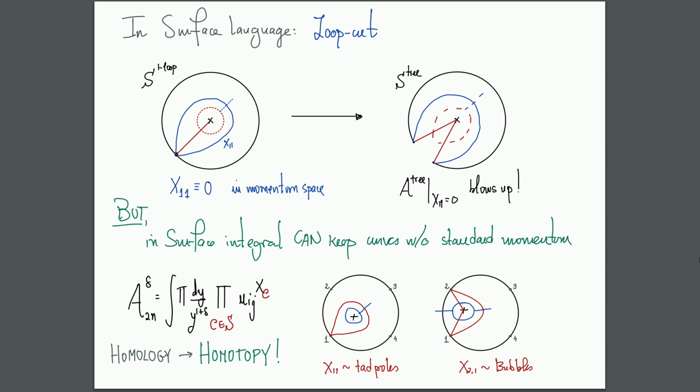However, from the surface integral perspective, we have the flexibility of really giving names to all these curves, even if they don't have a standard meaning in momentum space. So we can basically give names to the tadpoles as well as to external bubbles for which a similar issue arises. So basically, generalizing kinematics away from this homology idea to really homotopy. And in this way, we have an object which is regular in all these limits that satisfies all the cuts.